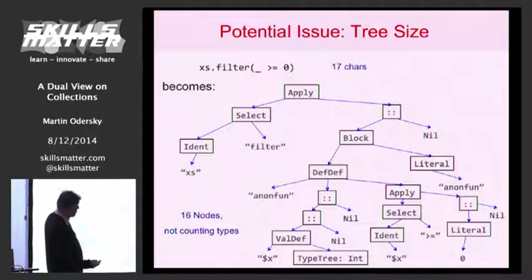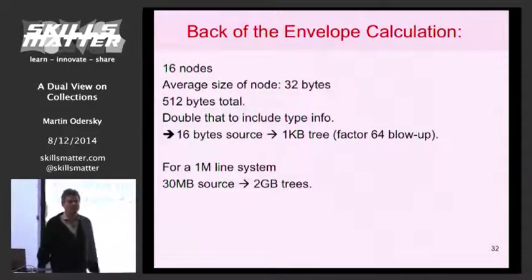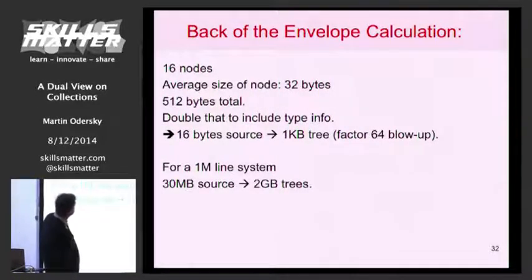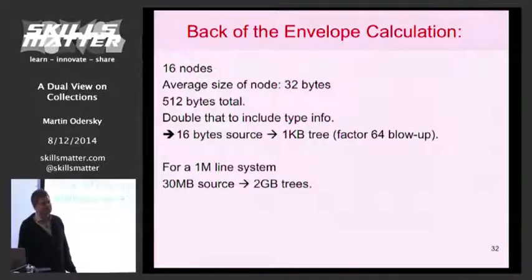So if we want to do a back-of-the-envelope calculation, 16 nodes on the Java VM, maybe the average size of a node is 32 bytes. So it gives us 512 bytes. To double for the type info, let's be optimistic and say it's only a factor of 2. Might actually be more to add the type info to that. So that means we go from 16 bytes to a 1 kilobyte tree, a factor 64 blow up. And that means if you have a 1 million line system of maybe 30 megabytes source, then you get 2 gigabytes of trees. That's pretty substantial. 2 gigabytes to store it, to transform it, it's a heavy thing.